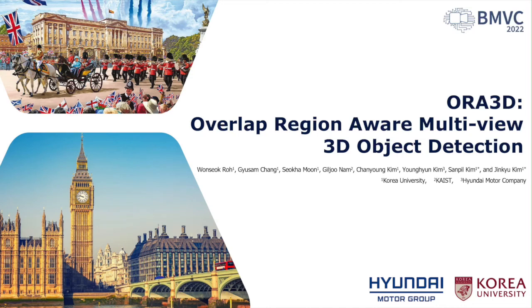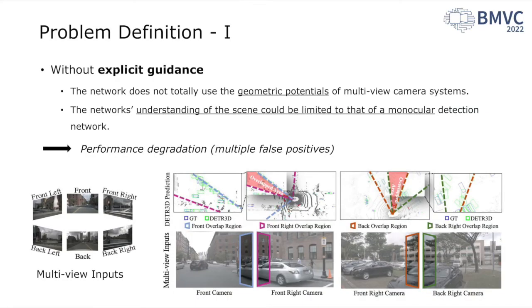In this presentation, I will be presenting Aura 3D, Overlap Region Aware Multiview 3D Object Detection. A landmark work in the camera-only multiview 3D object detection task is DETR3D. It introduces a promising multi-view detection pipeline that processes 6 images concurrently in an end-to-end manner, predicting all objects around simultaneously and implicitly utilizing rich information in the overlapping regions.